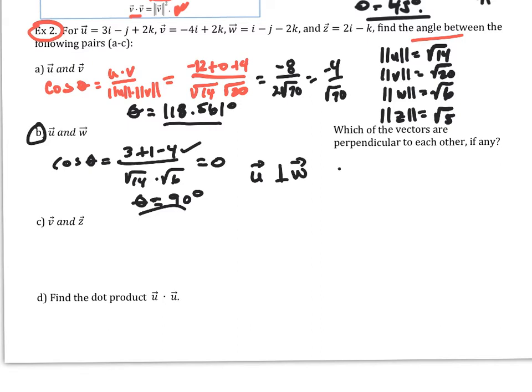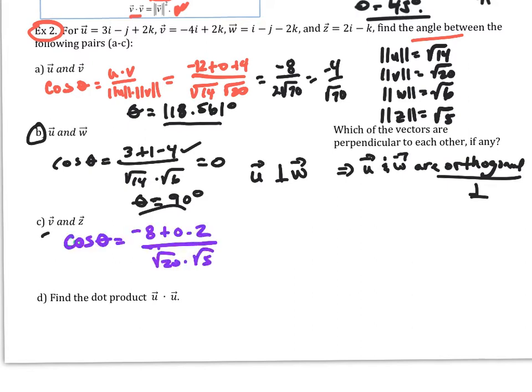And another word that we use is that U and W are orthogonal. And that just means perpendicular. Okay, so then try this one, V and Z.